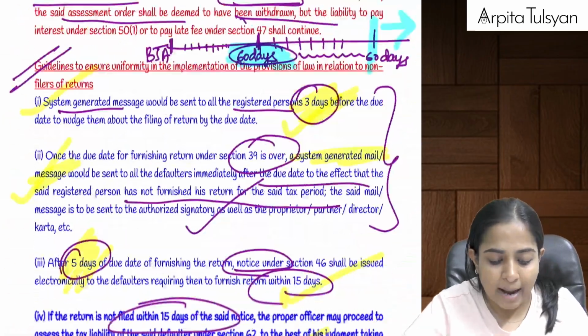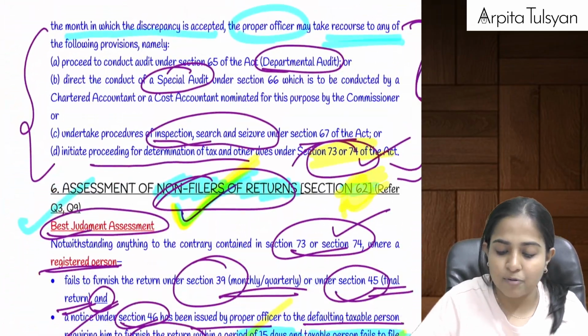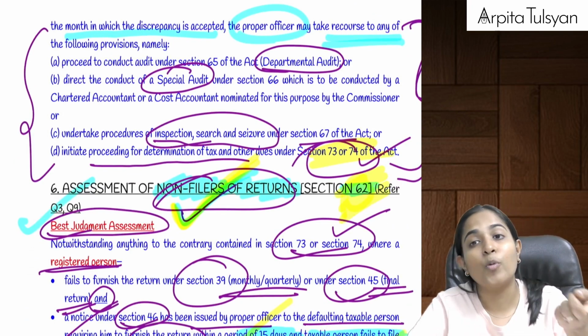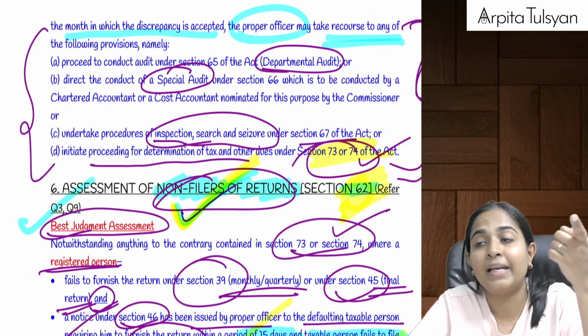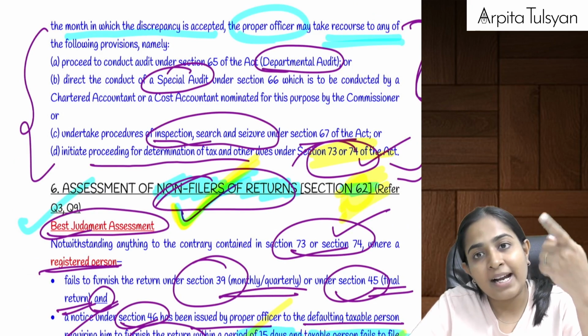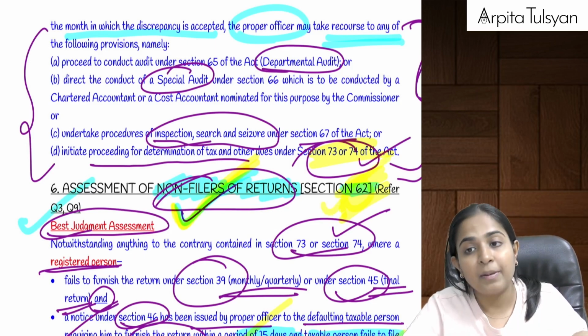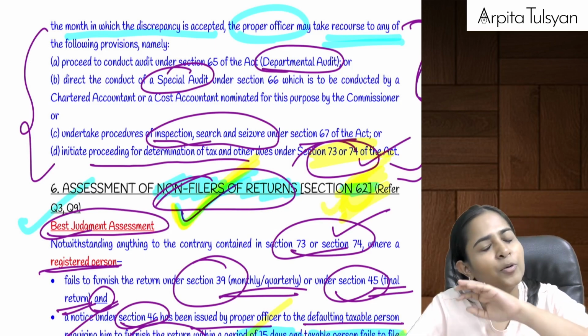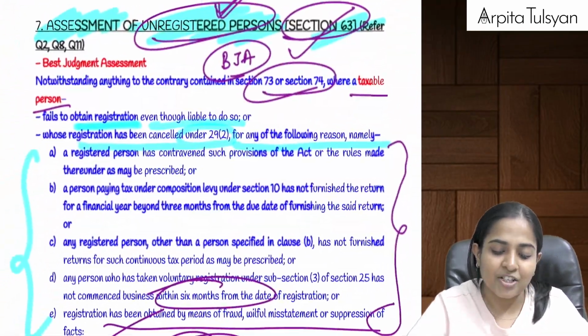Okay, so this was applicable. This was given under section number 62. This was applicable only to the registered person who had not filed the return. The previous section, section 61, was applicable to the registered person who had filed the return and the return had gone for scrutiny. Section 62 is applicable to such persons who are registered but who never filed the returns at all. Then next section, that is section number 63.